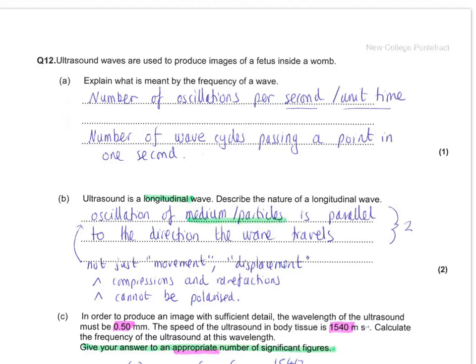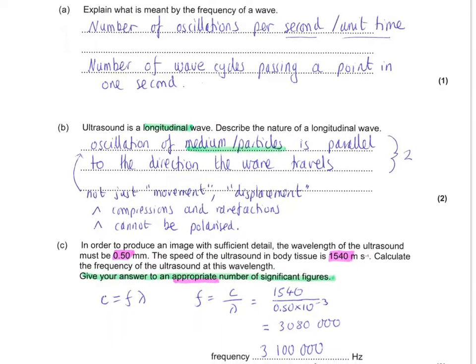time. Ultrasound is a longitudinal wave. Describe what is meant by a longitudinal wave. We've got to have the oscillation, not just the movement or the displacement, but the oscillation of the medium, of the particles, is parallel to the direction that the wave travels. Instead of the direction the wave travels, we could have the direction of wave propagation or the direction energy is transferred. So again, it's about being really clear what the two directions are.